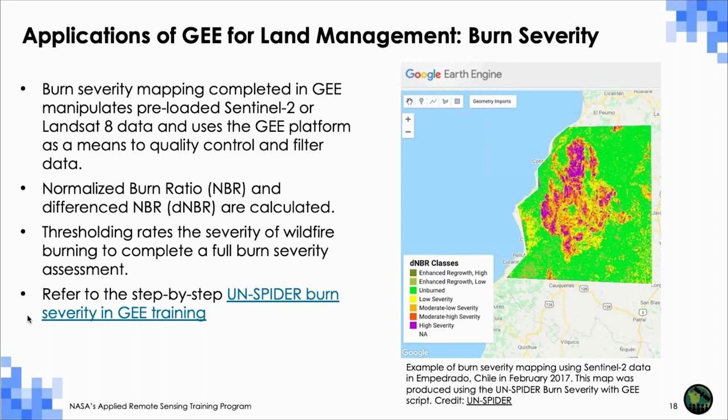And you can see here is a screenshot of this Google Earth Engine code for Empedrado, Chile in February 2017 after a series of fires burned in the area. And so if burn severity is part of your land monitoring efforts, definitely check out this training. It can be a really nice resource to use if you're waiting on burn severity products. Say you're waiting on the Monitoring Trends in Burn Severity program to go ahead and release maps of burn severity. You might not necessarily have to do that if you can use something like this to complete your own burn severity mapping.